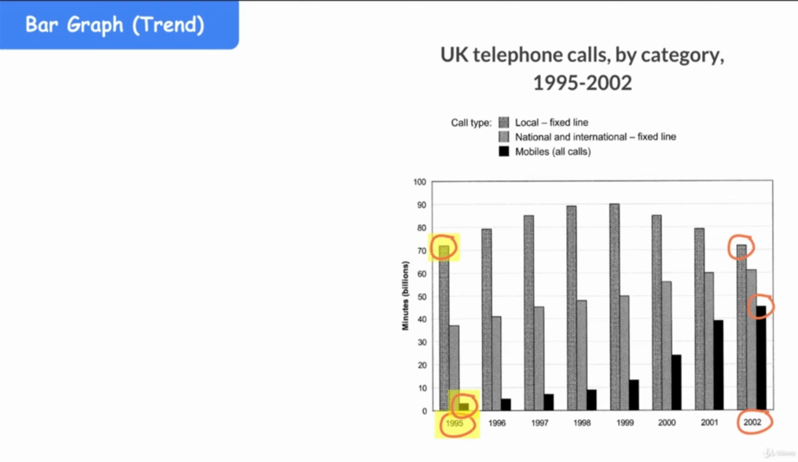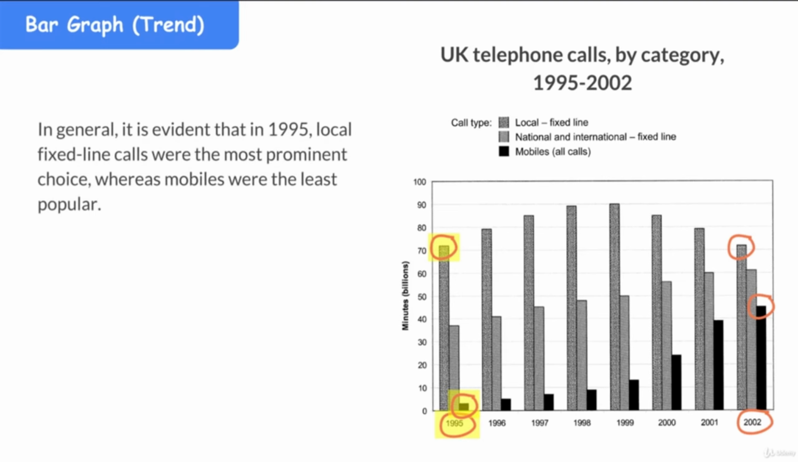We're going to start with the highest and the lowest data points in the year 1995. So here's our first sentence. It reads, "In general, it is evident that in 1995, local fixed line calls were the most prominent choice, whereas mobiles were the least popular." This sentence is saying that in the year 1995, local fixed line calls were the most popular and mobile calls were the least popular.